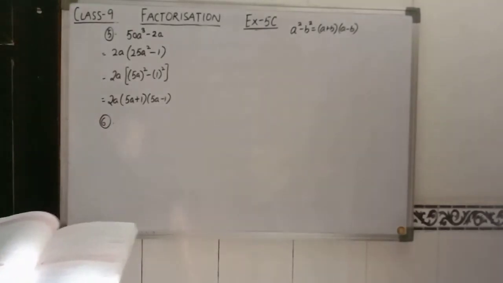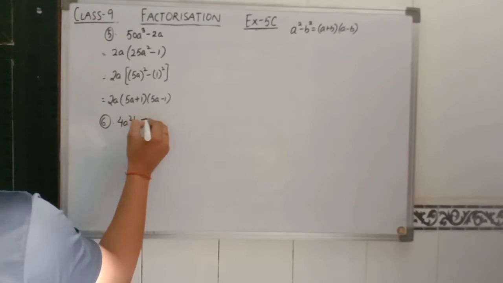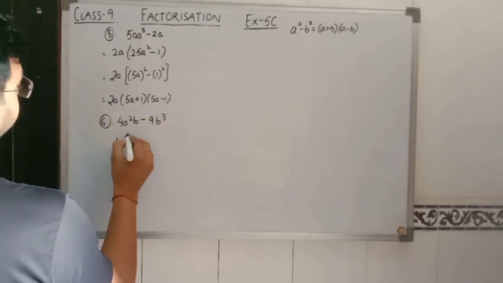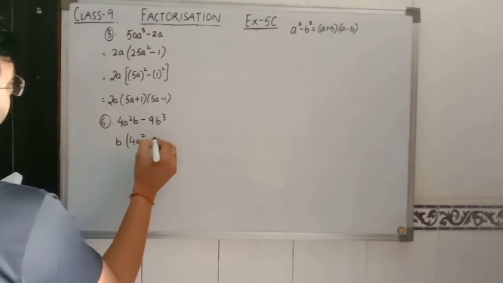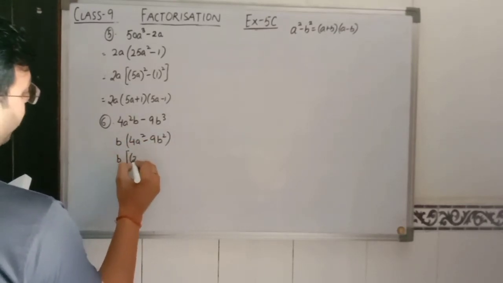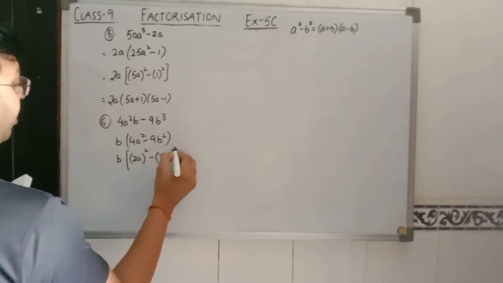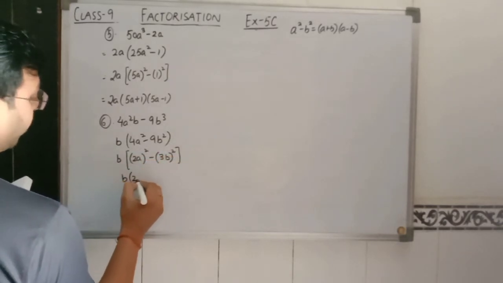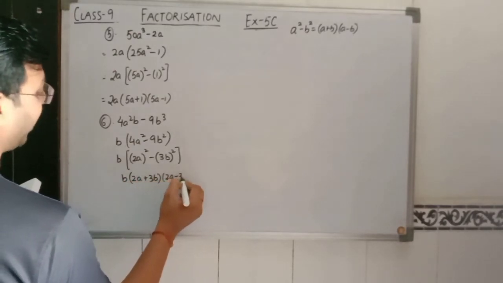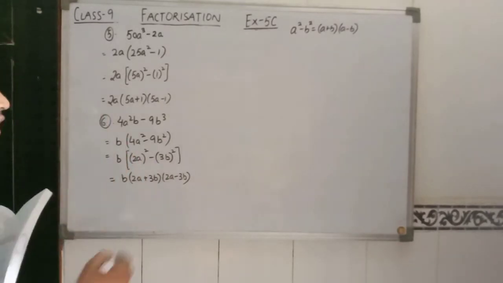Now we are coming to question number 6. 4a square b minus 9b cube. Again we have to take common. Now we are taking b as common. So 4a square minus 9b square. Now we have to convert them. 4a square can be written as (2a) whole square and 9b square can be written as (3b) whole square. So in the first bracket 2a plus 3b, in the second bracket 2a minus 3b. So this will be the solution of question number 6.